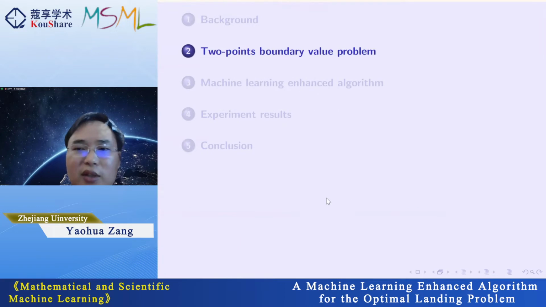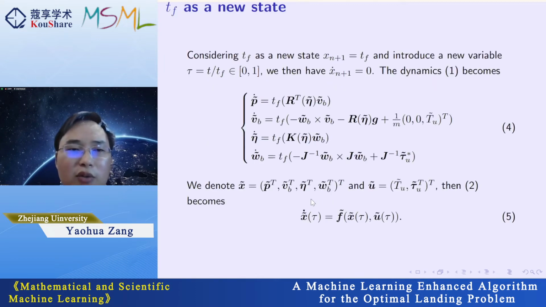With this optimal control problem, we are going to introduce the 2-point boundary value problems for this optimal landing problem. But before we introduce the 2-point boundary value problems, we need some modification of the original optimal landing problem.